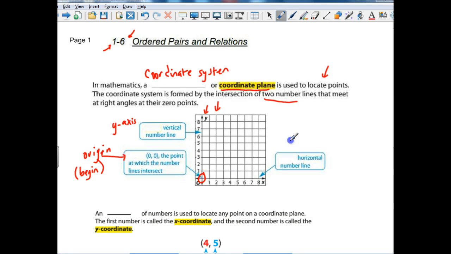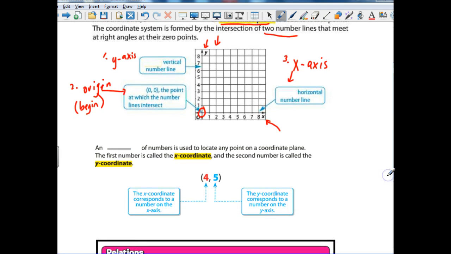And then over here we have another blank for you to fill in. The horizontal number line, that is called the x-axis. And it's usually labeled on the axis just like we did right there. Okay, so you have y-axis, x-axis, and origin. 3 vocabulary words, 1, 2, 3 that you do need to know. So keep those notes handy as you go through this lesson.